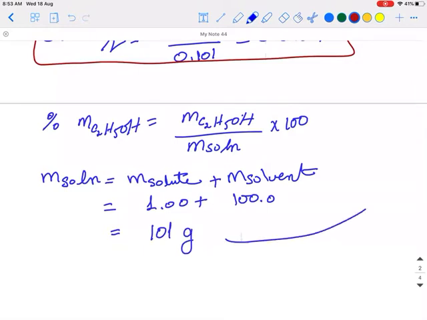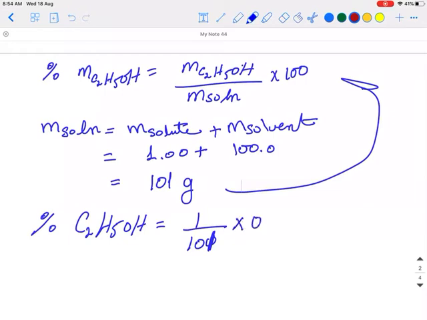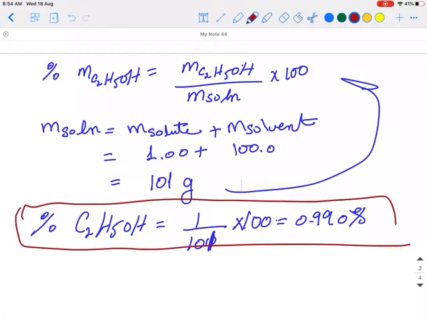Now I can plug this into this equation. So percentage of ethanol is the mass of ethanol over the mass of solution we found, which is 101, all multiplied by 100. It is 0.990%. And like this we found the second requirement.